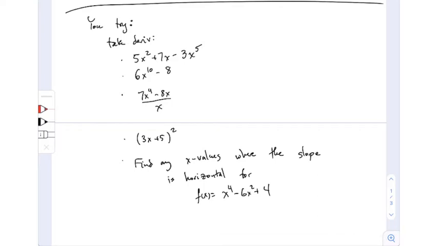I'll give you another minute, then we can talk about them. All right, let's talk about these. I don't know if you worked them all out. That's fine. The first two are very straightforward. I hope that they worked out for you. This is 10x plus 7 minus 15x to the 4. I hope that's what you got.